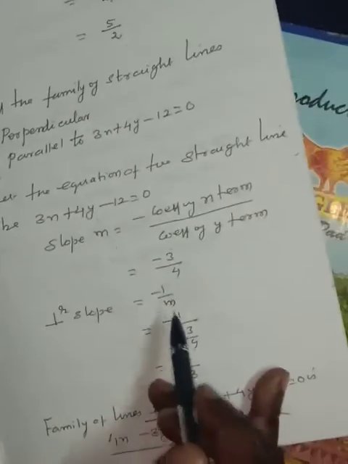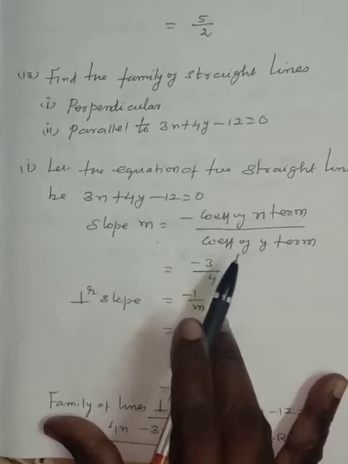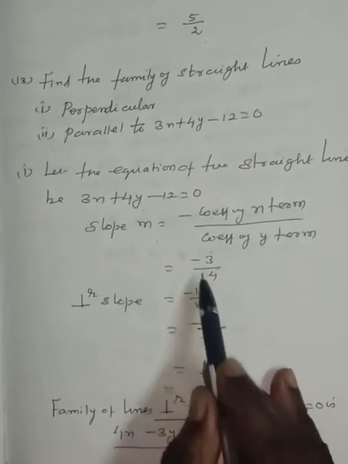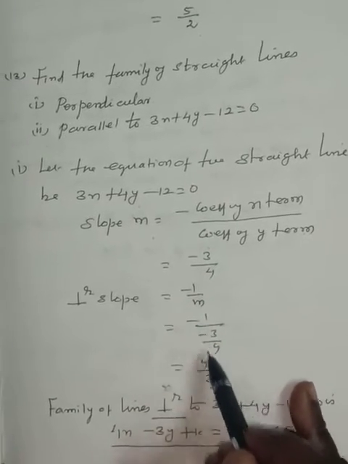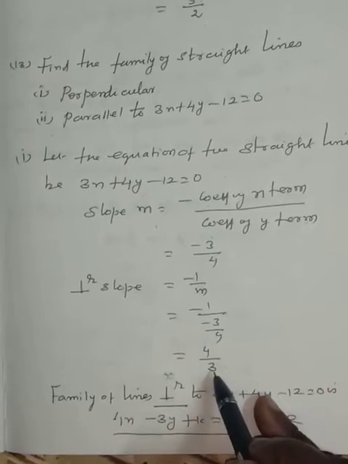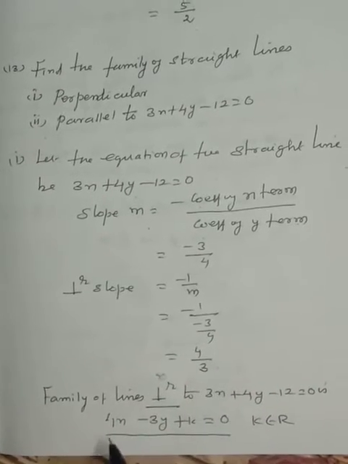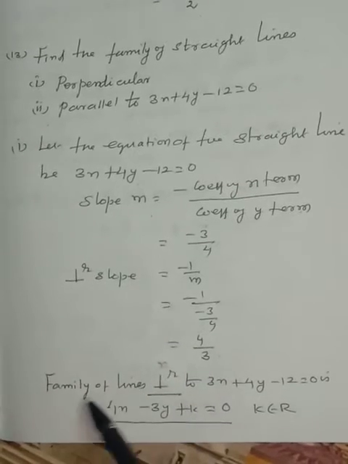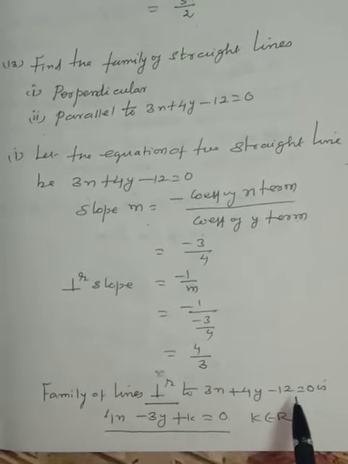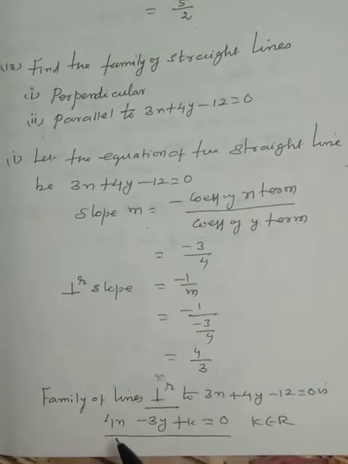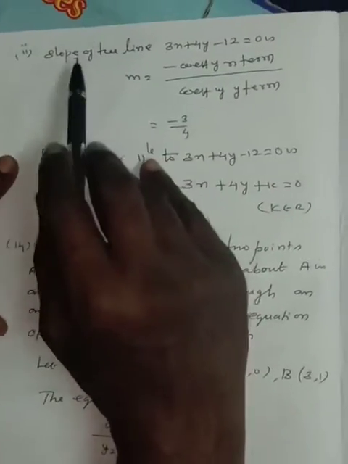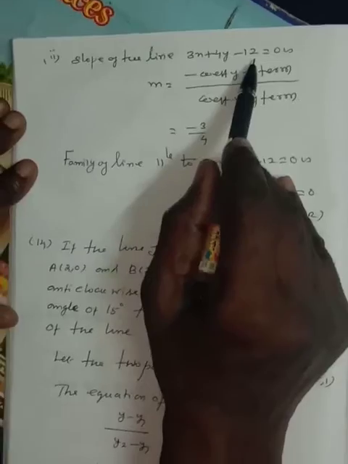Perpendicular slope is minus 1 by m. So minus 1 divided by minus 3 by 4. Minus cancelled, we get 1 divided by 3 by 4. 1 means 1 by 1, so taking the reciprocal we get 4 by 3. 4 by 3 is the perpendicular slope. The family of lines perpendicular to 3x plus 4y minus 12 is equal to 0 is 4x minus 3y plus some constant k.